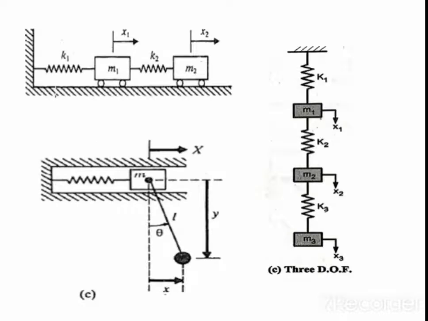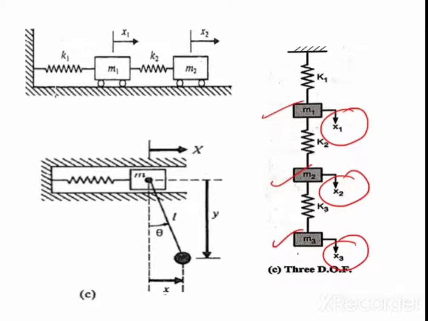Now tell me, in this example, how many coordinates are there which will satisfy the motions of m1, m2 and m3? How many coordinates are there in this system? Three. So how many degrees of freedom? So it is called a 3 degrees of freedom system.